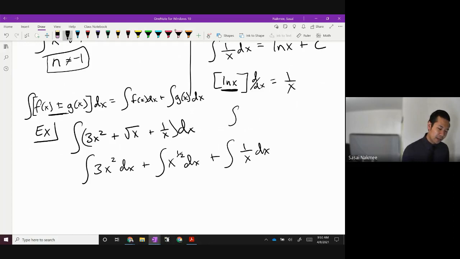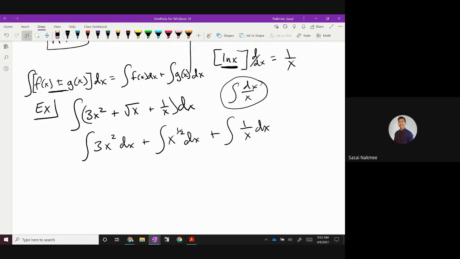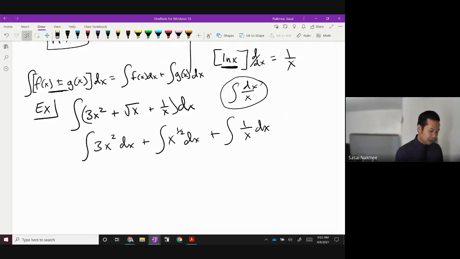Which, by the way, is not anything different than dx over x. Some books actually prefer writing it this way, and you get the same integral. Anyways, it doesn't matter, just to get you used to seeing it. But check this out. We do each integral by itself.